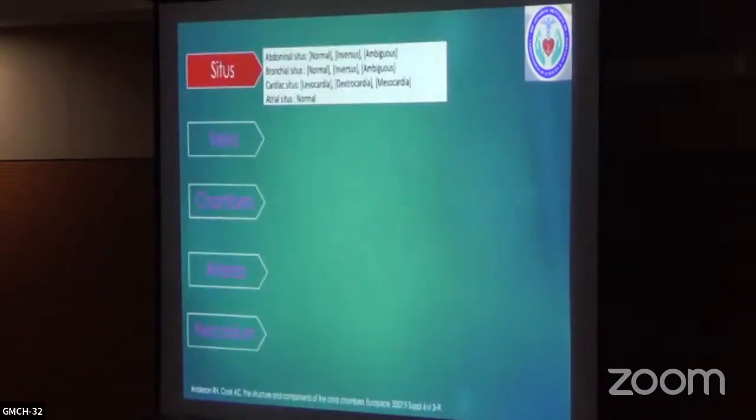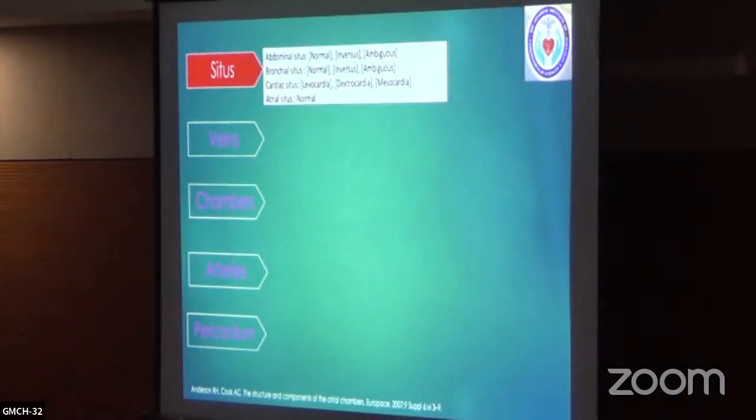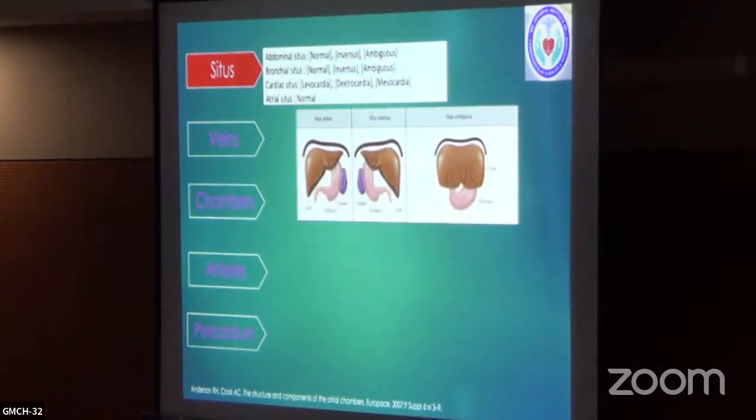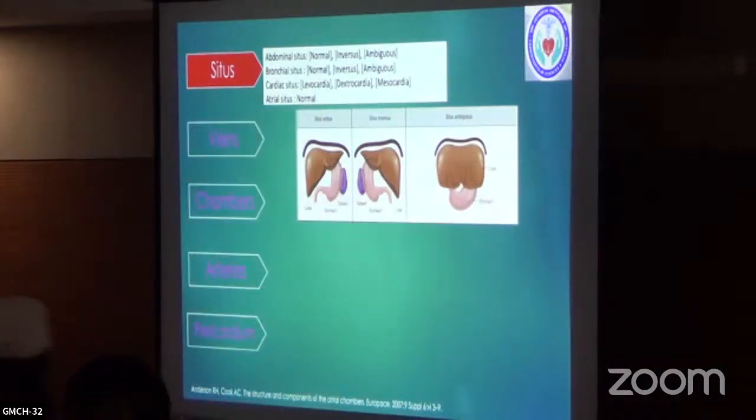Okay, the first thing we're going to start with is the situs. Situs basically means whether all the organs are in the normal location. The first thing you look at is abdominal situs. Normally the liver is present on the right, the spleen and the gastric bubble on the left. If this is abnormal, if it's a mirror image, then it's situs inversus. If you can't really make it out, you describe it as ambiguous.